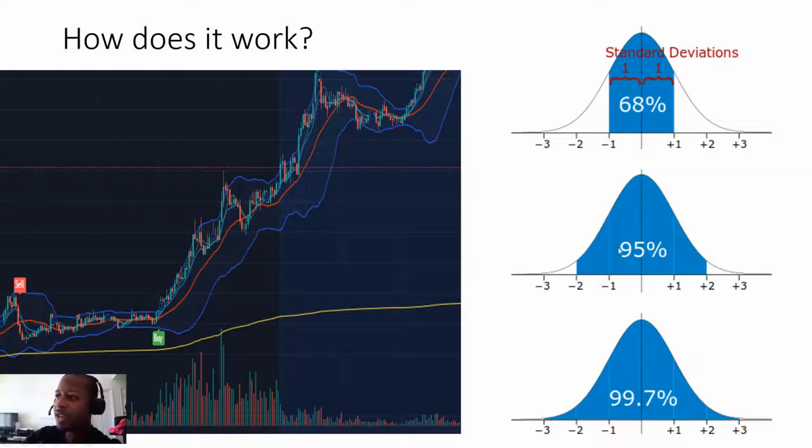Don't worry about the mathematics of it, the 95%, 99%, 68%. All that's calculated within the indicator. You just need to be able to recognize that, hey, when it's in the upper band, what that's telling you, when it's in the lower band, what that's telling you, when it's consolidating along the moving average, what that's telling you, and things like that.